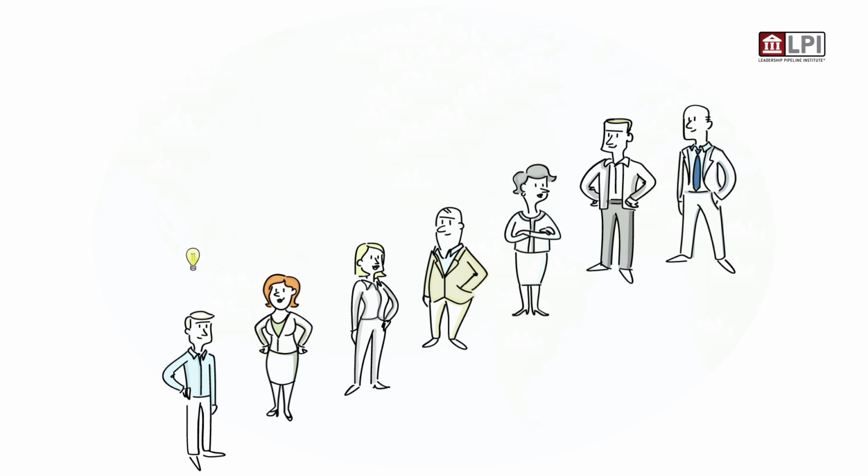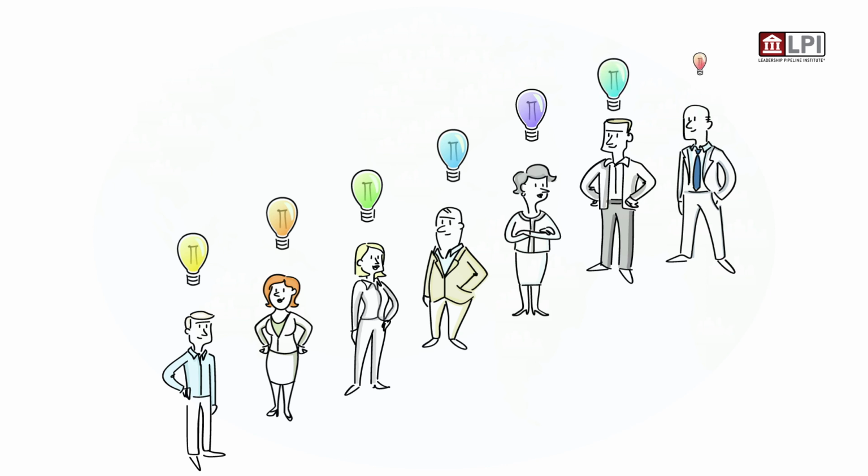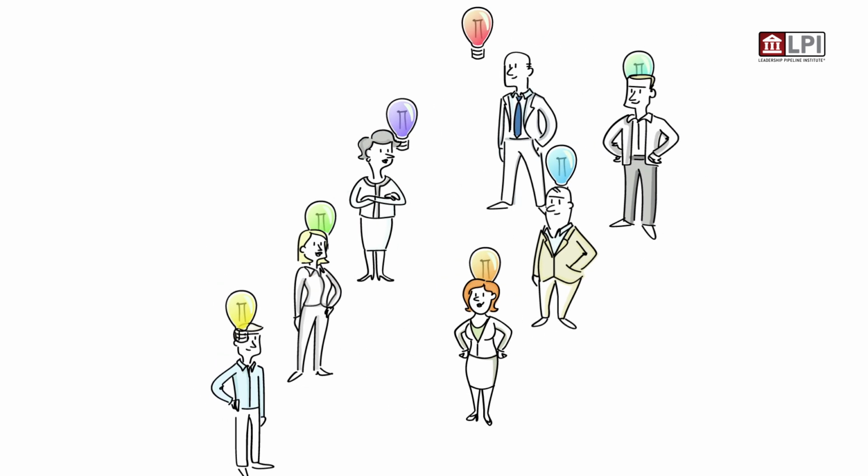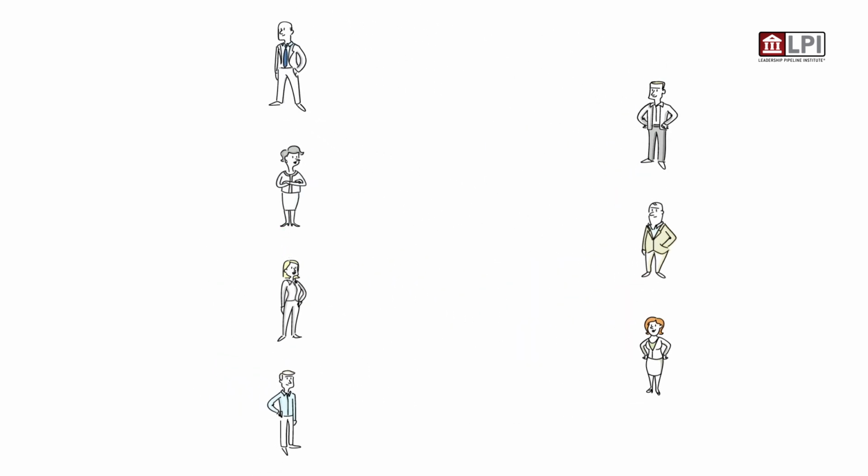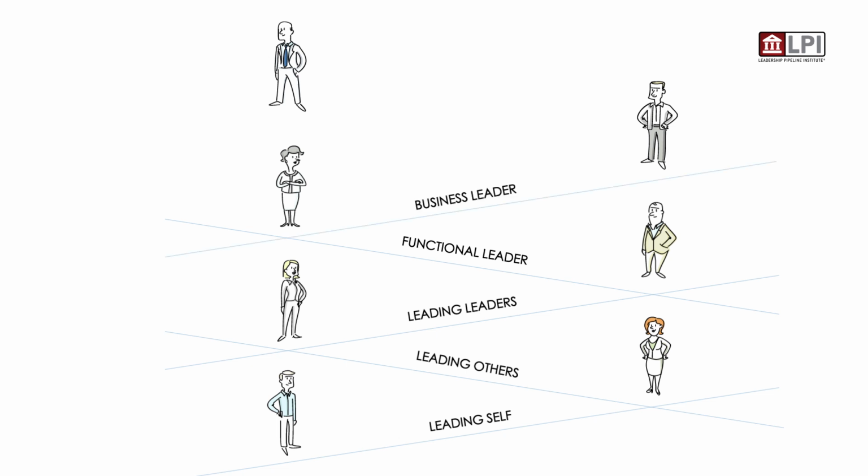The Leadership Pipeline clarifies the specific responsibilities and adds value for each leadership level by defining the work that each leader needs to get done in order to be successful at his or her current level. The levels are leading self, leading others, leading leaders, functional leader, business leader, group leader, enterprise leader.